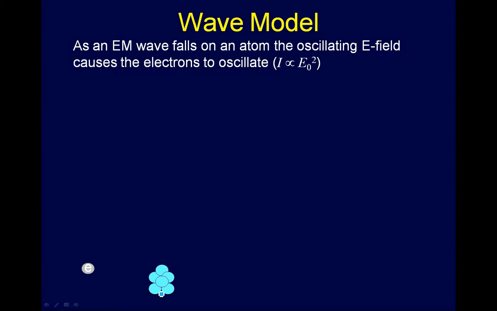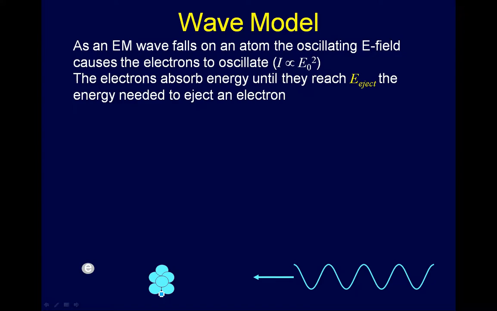So in the wave model, as the electromagnetic wave falls on an atom, this oscillating electric field causes the electrons to oscillate, basically vibrate back and forth. If you do this long enough, they should gain enough energy to jump out and be ejected. This energy they need, we call it eject for right now.